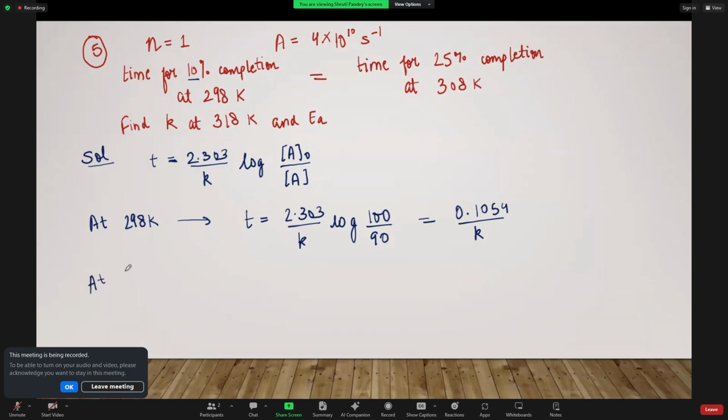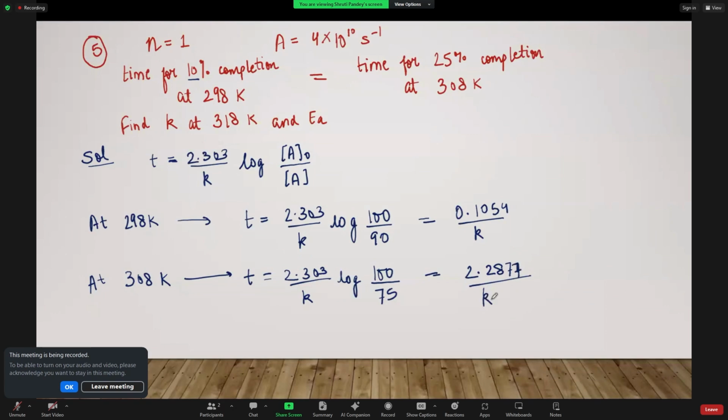Similarly, when you will do it for other temperature, which is 308 Kelvin, time would be 2.303 by k. Log again assumed to be 100 and this would be 100 minus 25. So 75. Okay? So this would be basically 4 by 3. Log of 4 by 3. So on doing the calculation, this will come out to be 2.2877 by k again. ठीक है?